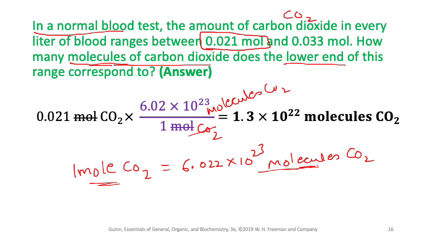So moles of carbon dioxide got cancelled, right? Because we have to use 0.021 at the lower side. Multiply both the numbers on the top side, the numerator, and then you will get this number. So that means if you have 0.021 moles of carbon dioxide, how many molecules of carbon dioxide do you have in there? 1.3 times 10 to the power 22. So this is how you solve this kind of problem.